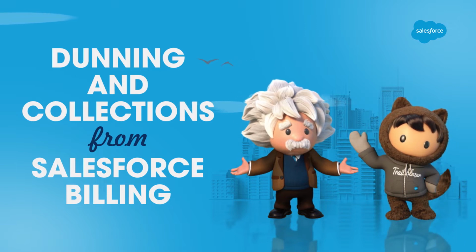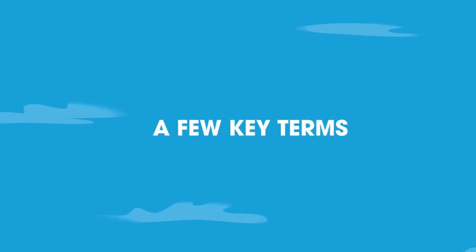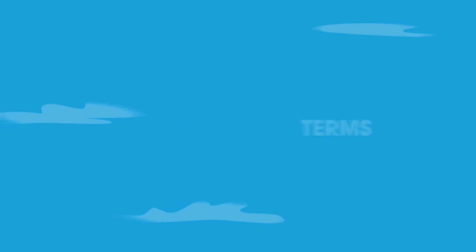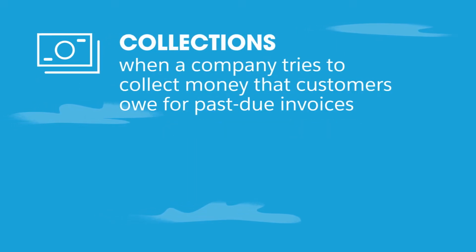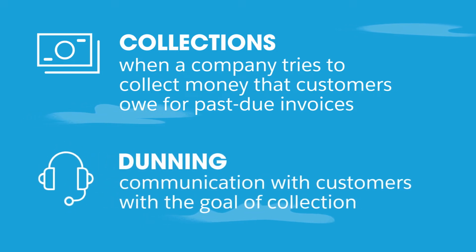Let's take a look. Before we begin, it's important to understand a few key terms. Collections is when a company tries to collect money that customers owe for past due invoices. Dunning is communication with customers with the goal of collection. Together, dunning and collections turns accounts receivables into cold, hard cash.